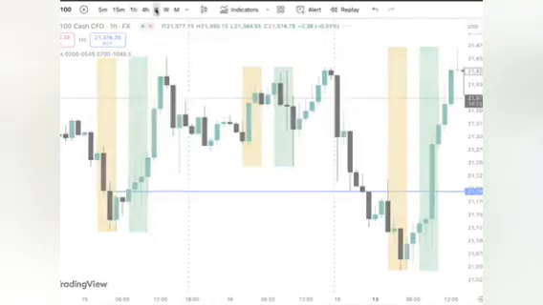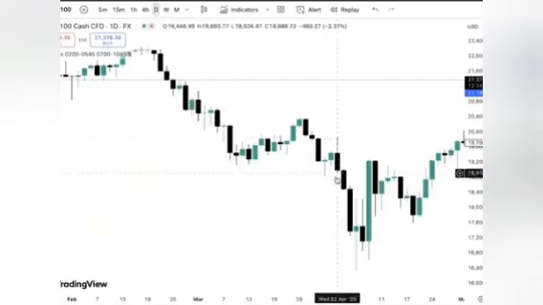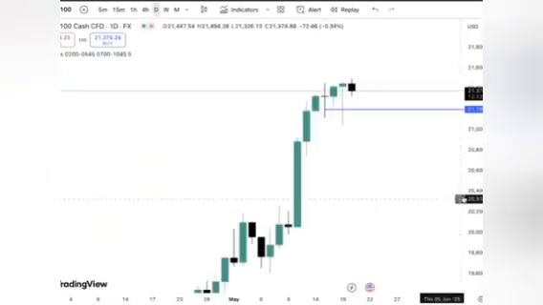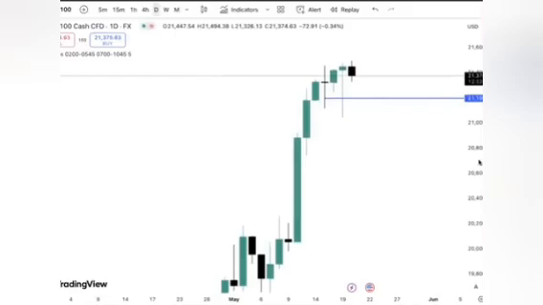Now, how to get the direction correctly is very, very simple, guys. Let me show you on the daily time frame. You must be on the daily time frame. Now, if I ask you this simple question, what do you think is the direction of the market here on the daily time frame? Obviously, it is bullish. Now, how do you know it's bullish?